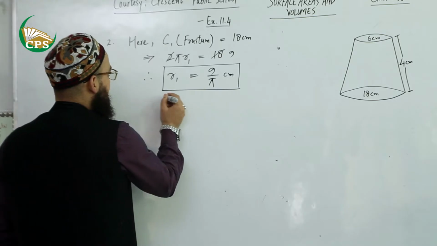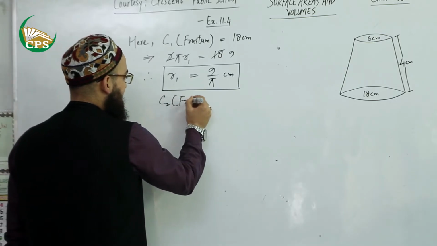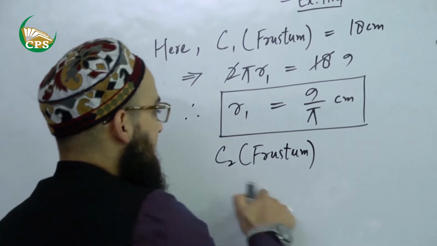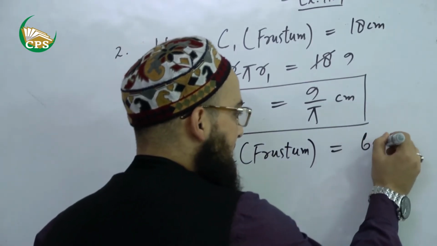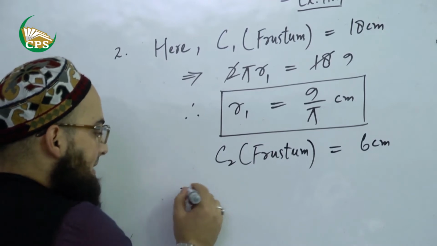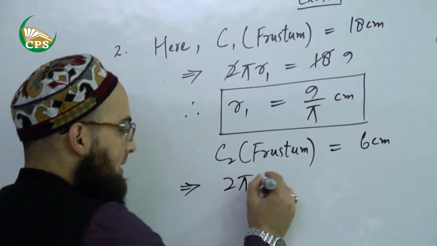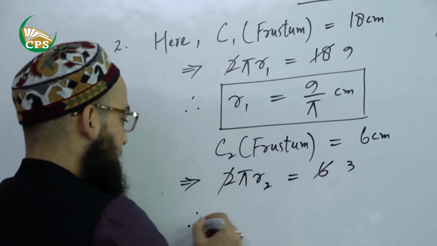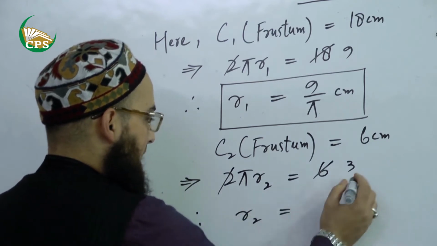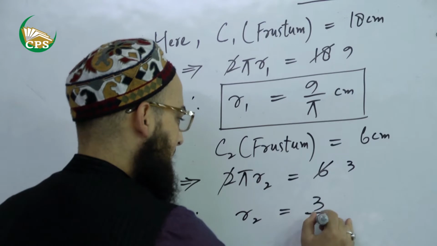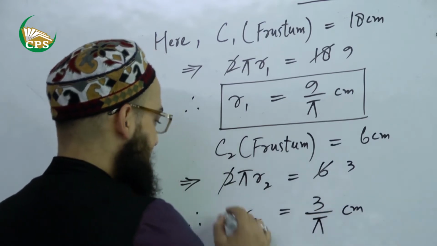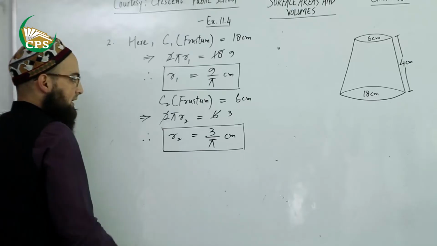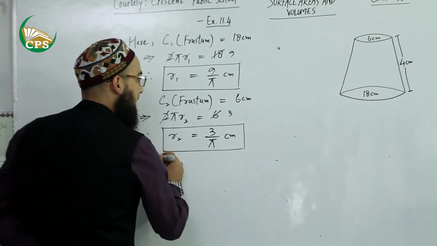Now another one, C2 of the frustum. Similarly, you can do this for C2. C2 of the frustum is 6 centimeter, which implies 2 pi r2 is 6, then 2 ones, 2 threes, therefore r2 is 3 divided by pi centimeter. Now that's your r2.